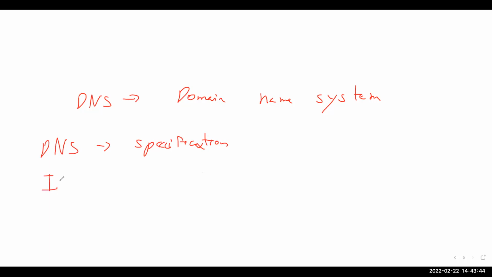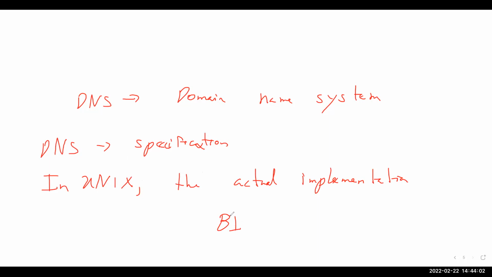In Unix, the actual implementation of DNS is called BIND. Okay, and BIND stands for the Berkeley Internet Name Domain. Probably because it was developed at Berkeley, some time ago.